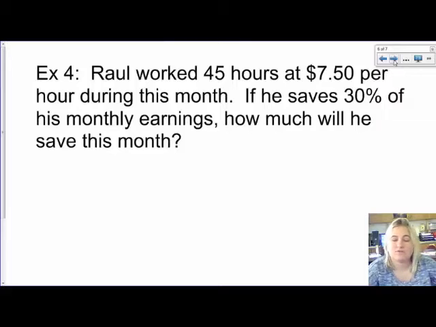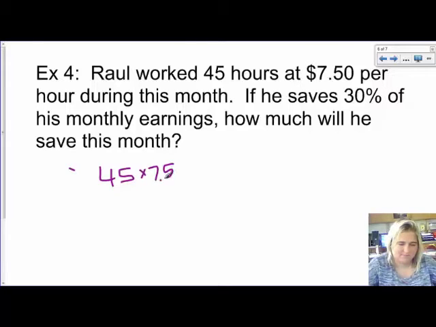Last one. Raul worked 45 hours at $7.50 per hour during this month. If he saves 30% of his monthly earnings, how much will he have saved this month? Before I can figure out how much he saved, I need to figure out how much he has made. So I'm going to take 45 hours times the hourly wage that he's getting, which is $7.50, so 7.5. So he's made $337.50.